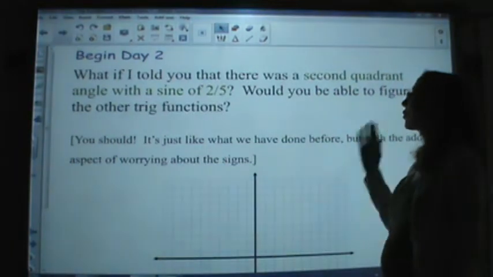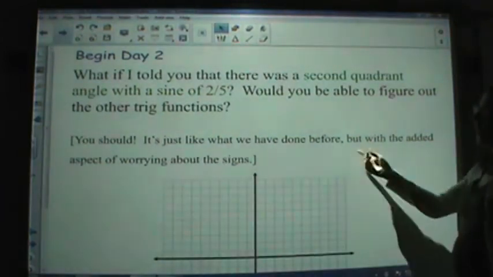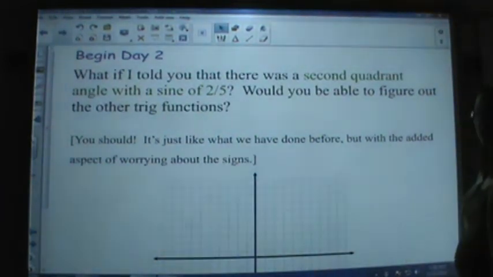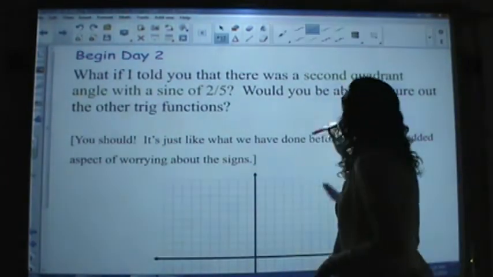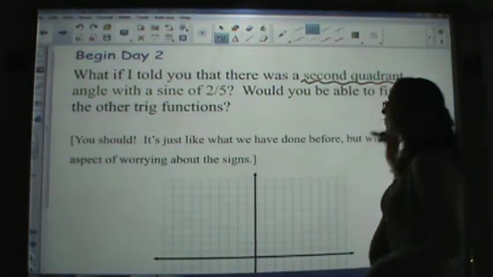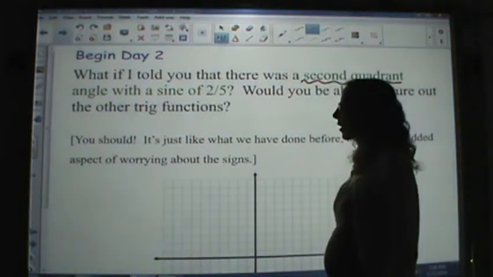And I said, what if I told you that there was a second quadrant angle with a sine of 2/5? Would you be able to figure out the other trig functions? And I would hope that yes, you can, because we've done this before in section 13.1. But now there's a new component, which is that I told you specifically it's in the second quadrant, which means that we move to the left and up to get there, and that stuff matters.